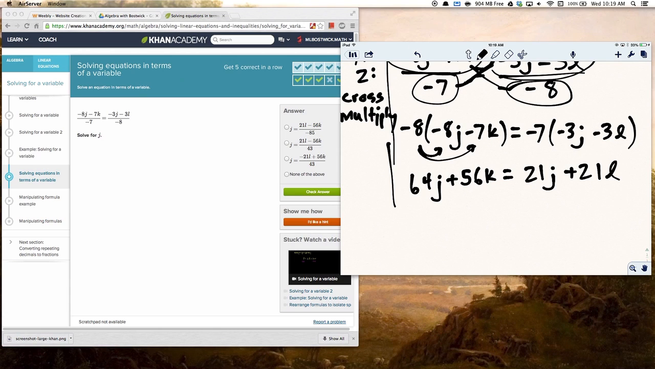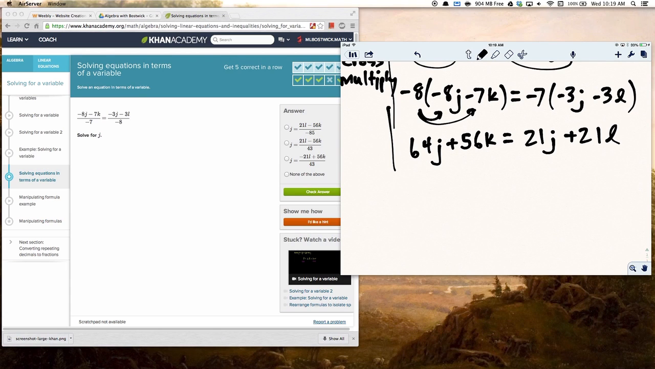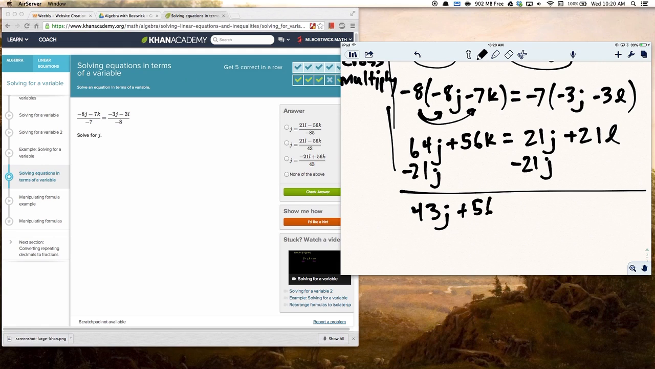And in order to solve for j, I need to collect all the terms on the one side of the equation. So my rule of thumb is to get rid of the smallest amount, and 21j is smaller than 64j. So I'm going to subtract 21j, and I'll get 64 minus 21 is 43j plus 56k. Equals, these have canceled out, and I only have 21L left on the other side now.